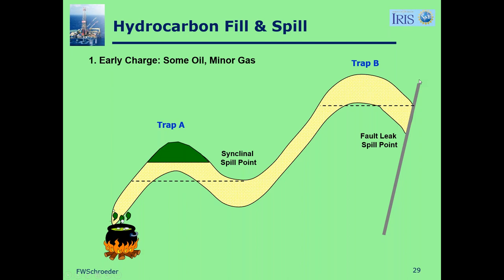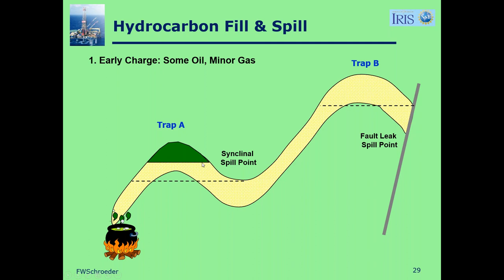So if this is a thermally cool basin, we have cooked the source rock enough to generate mostly oil and just a little bit of gas. My convention is green is oil and gas is red. So I'm generating some green oil molecules, and I've started to fill up trap A. I say minor gas, but I don't show any red, because if there's only a minor amount of gas, it can be dissolved within the oil. And so I have oil with a little bit of dissolved gas.